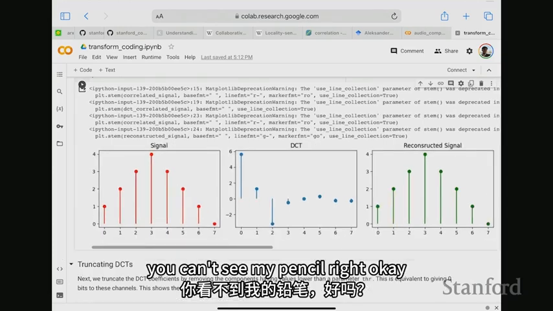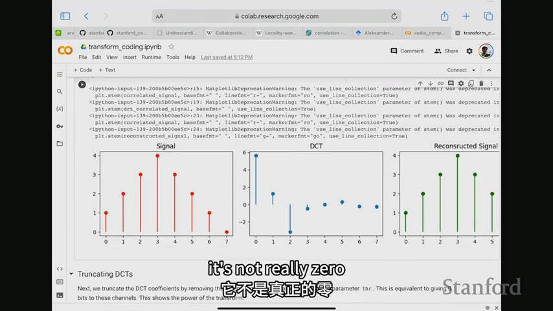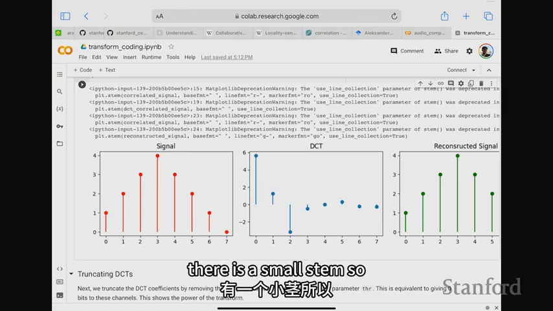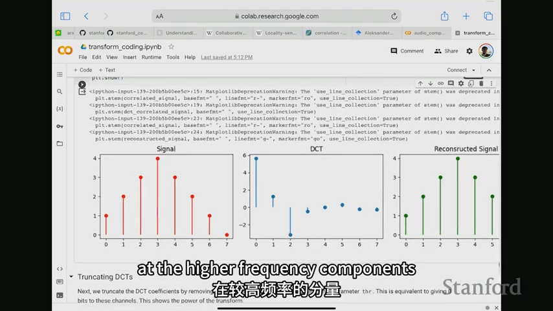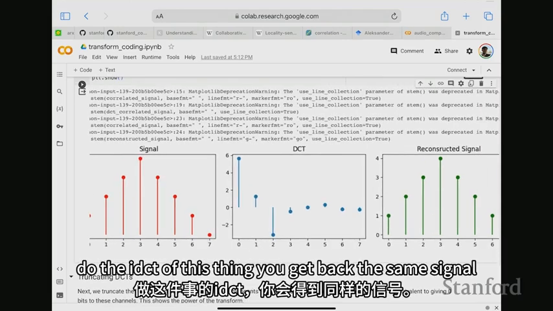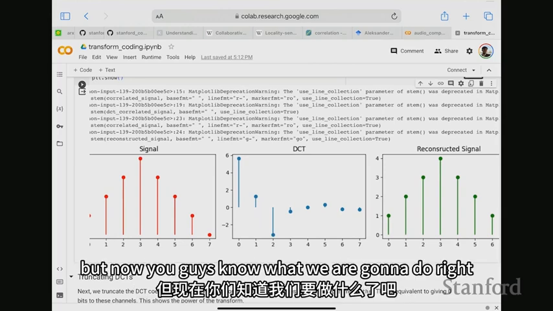You can't see my pencil, right? Okay. So this component at 5, it's not really 0. There is a small stem. So there is some small value, but it's mostly 0 at the higher frequency components. And again, when I do the IDCT of this thing, you get back the same signal. So far, so good.